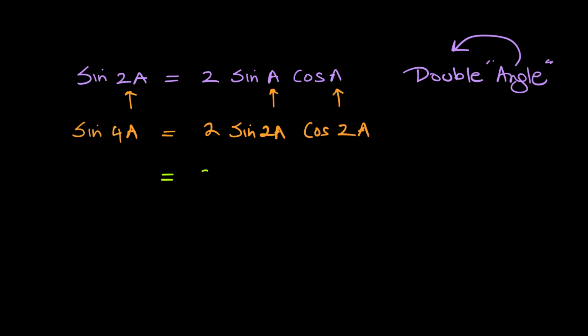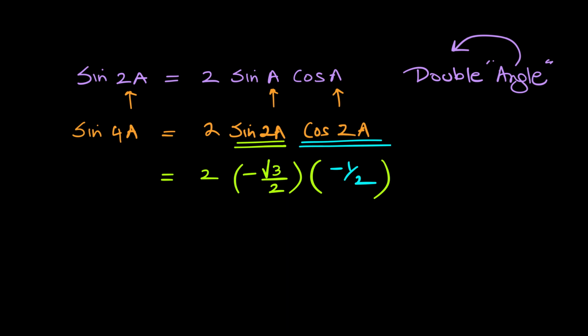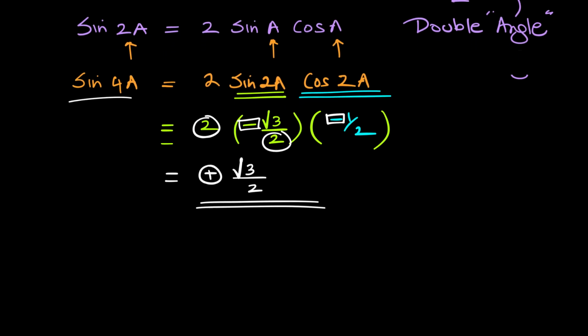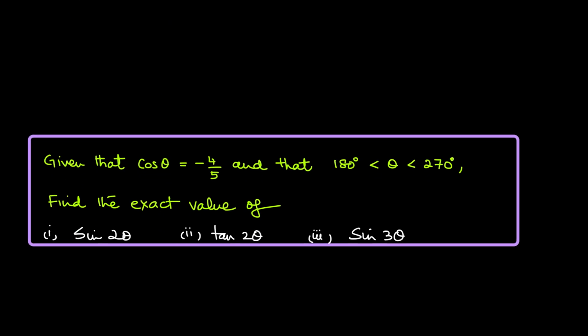So therefore, let's plug in the value of sine 2A and cosine 2A. The answer for the first part was sine 2A, which came out to be negative root 3 over 2. And the value of cosine 2A is negative half. So the very first thing is that these two negatives will cancel out. The 2 cancels with the 2 and we are left with root 3 over 2, a positive value. So sine of 4A is coming out to be positive. That's how these conceptual questions are done.